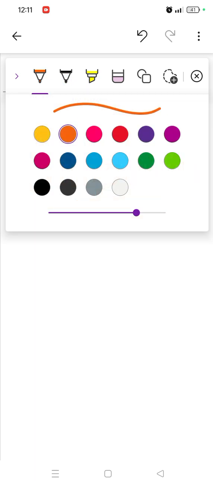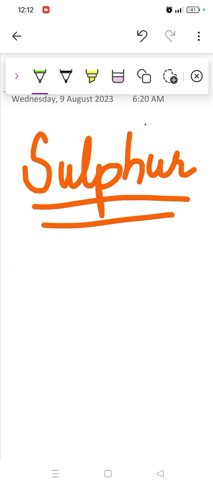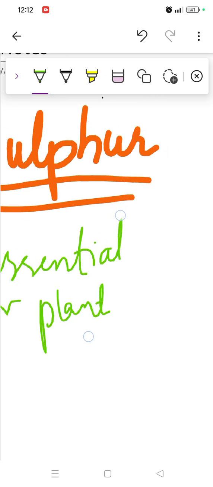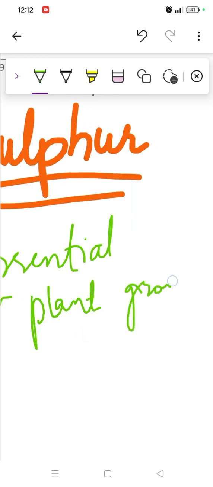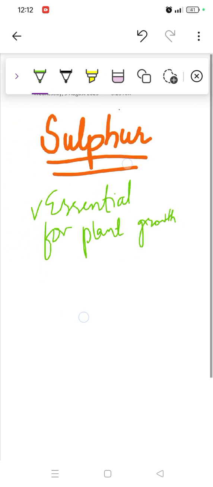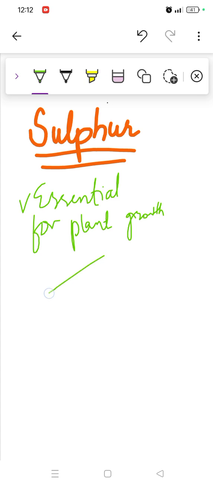First thing, sulfur is quite important because it has so many benefits for plants. If we start, first thing, it is essential. This means it is very important for plant growth. Essential for plant growth and development. Growth and development here also have two types.